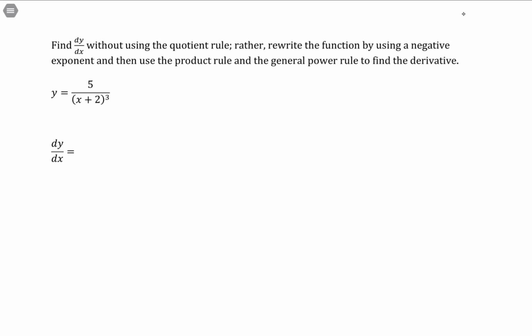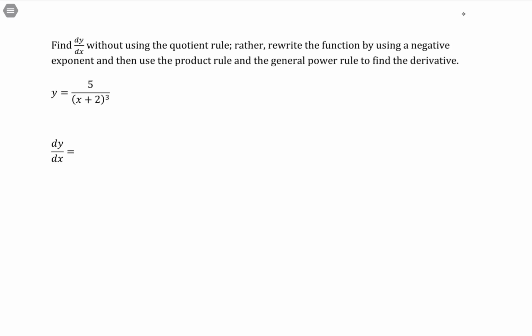y equals 5 over (x plus 2) to the third power. Now the question statement here says to find this derivative without using the quotient rule, but instead rewrite it to use a negative exponent and then use the product and the general power rule to find the derivative.